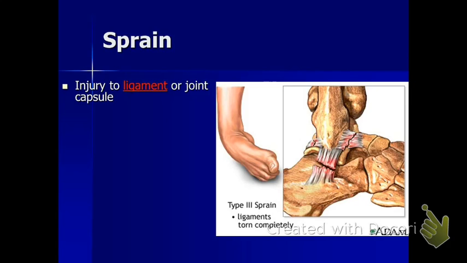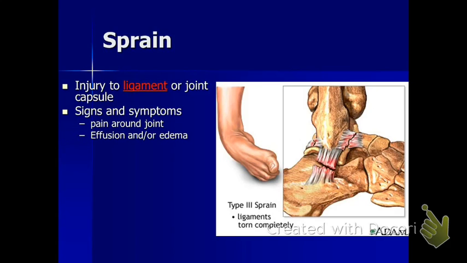And so what are some of the signs and symptoms associated with a joint sprain? Those signs and symptoms include pain in and around the joint or at the attachment sites of the ligament itself. You get effusion and or edema. Effusion is swelling within the joint, and edema is swelling within a muscle or a tendon. So what we're saying basically is that with a ligamentous sprain, you get swelling within the joint, but you also could get swelling in the surrounding structures as well.